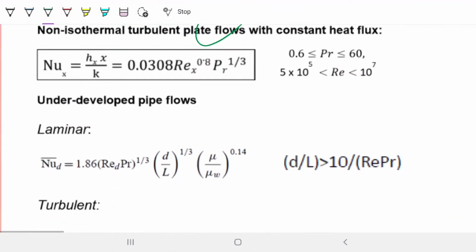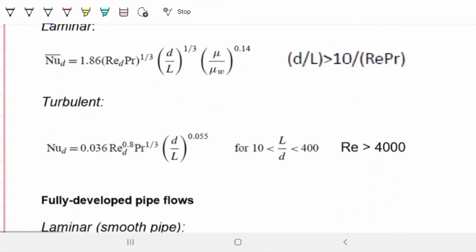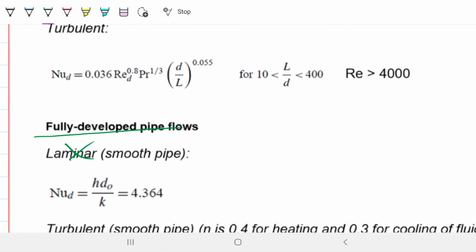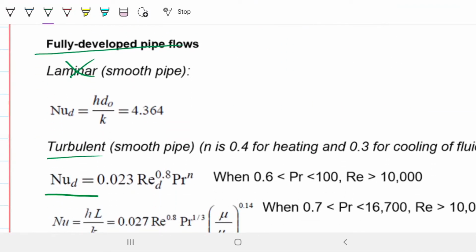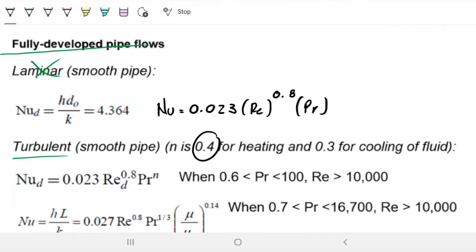Flat plates, not interested. Pipes, that's what I'm looking for. Undeveloped, not interested. Fully developed, there you go. Laminar, no. Turbulent, this is the one I'm looking for. So I'm going to be looking at this correlation here. Let me write it down: 0.023 Reynolds to the 0.8 and Prandtl to the n. n is 0.4 if the fluid is heating, and 0.3 if the fluid is cooling down. In our case, our fluid went from 20 to 34, so it's heating up, so 0.4 it is.